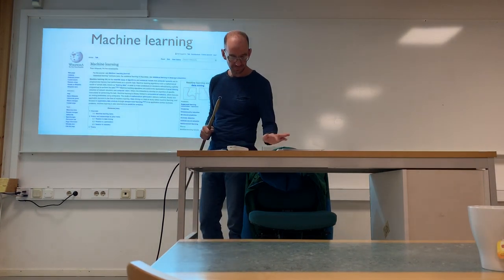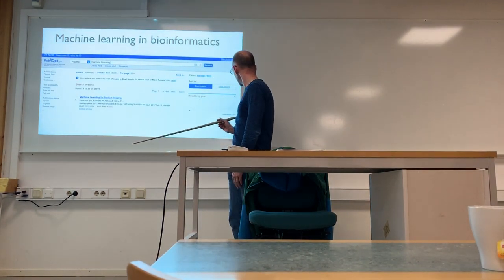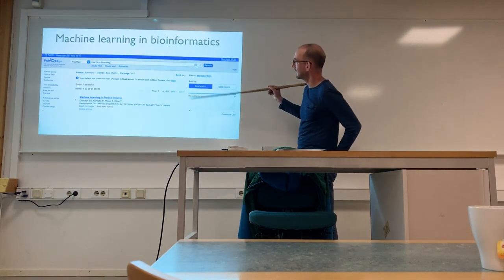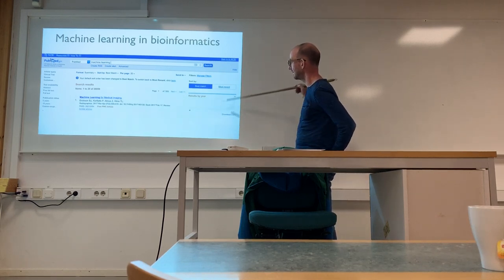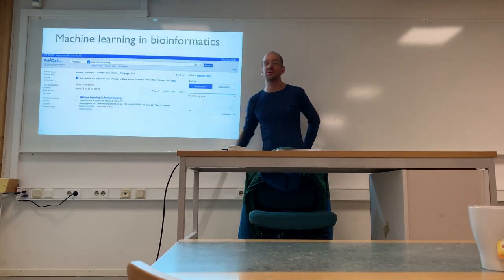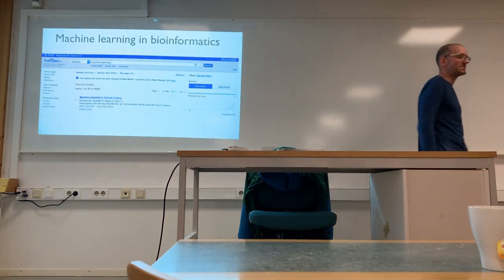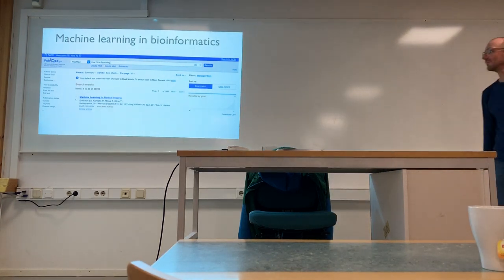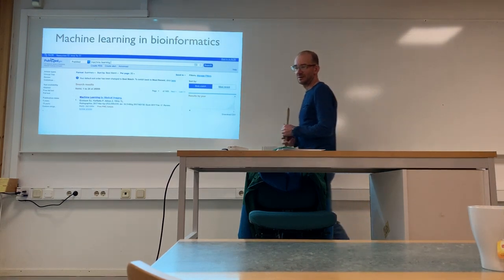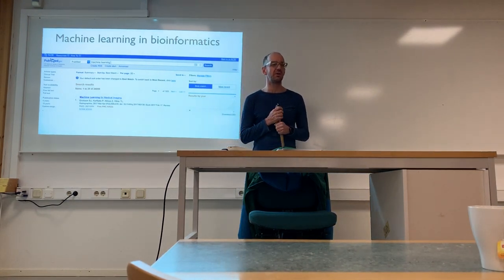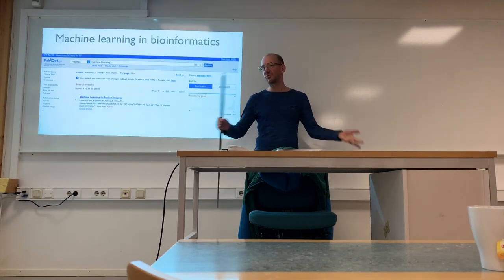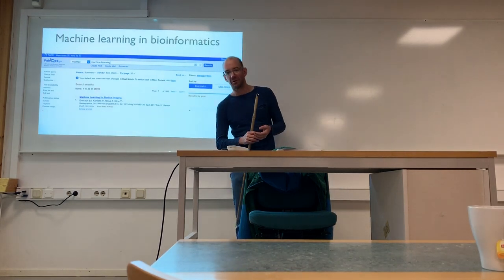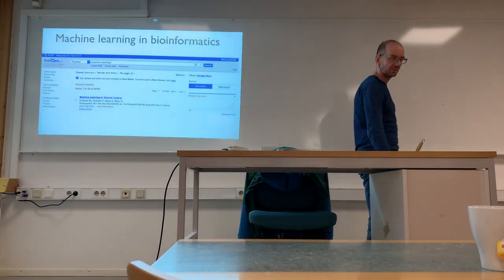So if you just want to see here, if you look at machine learning in biomed or in PubMed, you can see the number of papers here and then it decreases like that. So it's really quite common, 26,000 papers in PubMed about machine learning. It's used in many different fields of medicine, anything from diagnosis of diseases to protein structure prediction to classification of mutation, etc. It's all over.